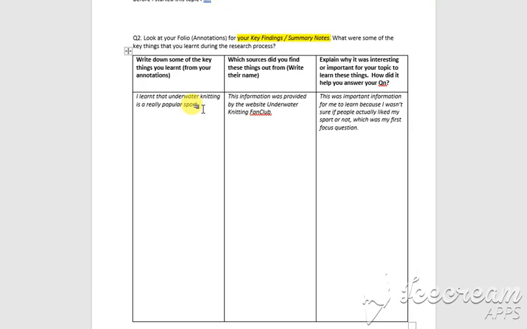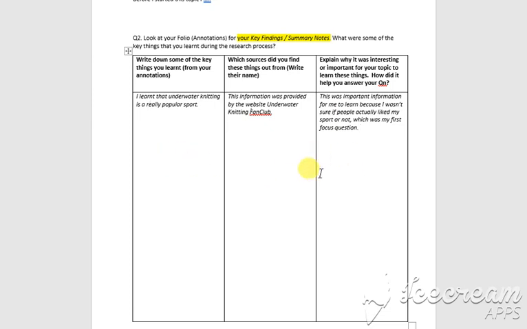So in my first annotation, I learned that underwater knitting is a really popular sport. And I found that out from the fan club website. And I thought that was important because I needed to know if it was popular before I talked about underwater knitting, because I wanted to see whether lots of people would be able to benefit from it. For me, it was a first focus question, etc.